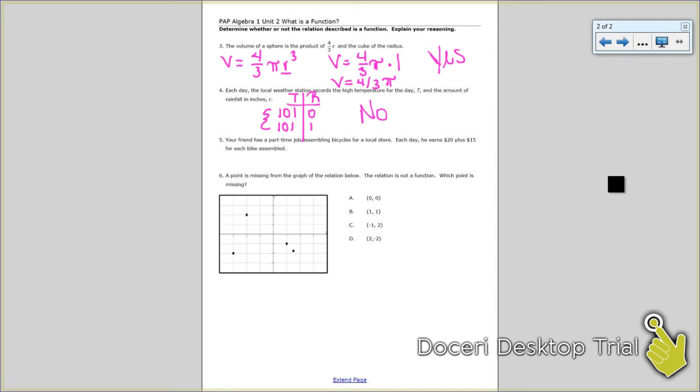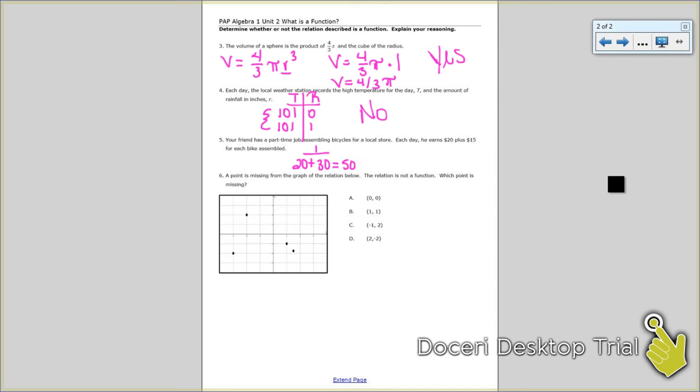So number 5. Your friend has a part-time job assembling bicycles for a local store. Each day he earns $20 plus $15 for each bike he assembled. Well, let's just see. On day 1, let's say your friend built 2 bikes. So he made $20 plus 15 for each bike. So 15 times 2 is 30. So he made 50 bucks.